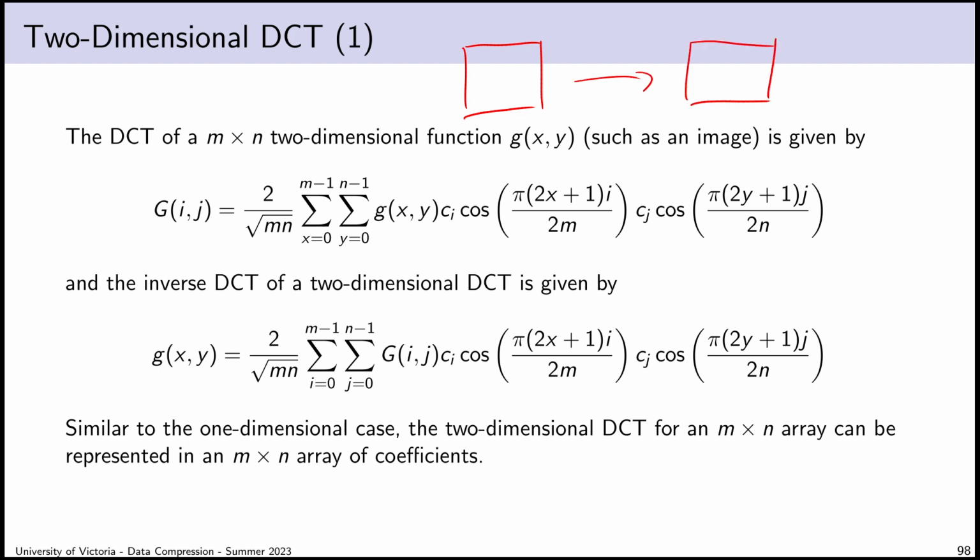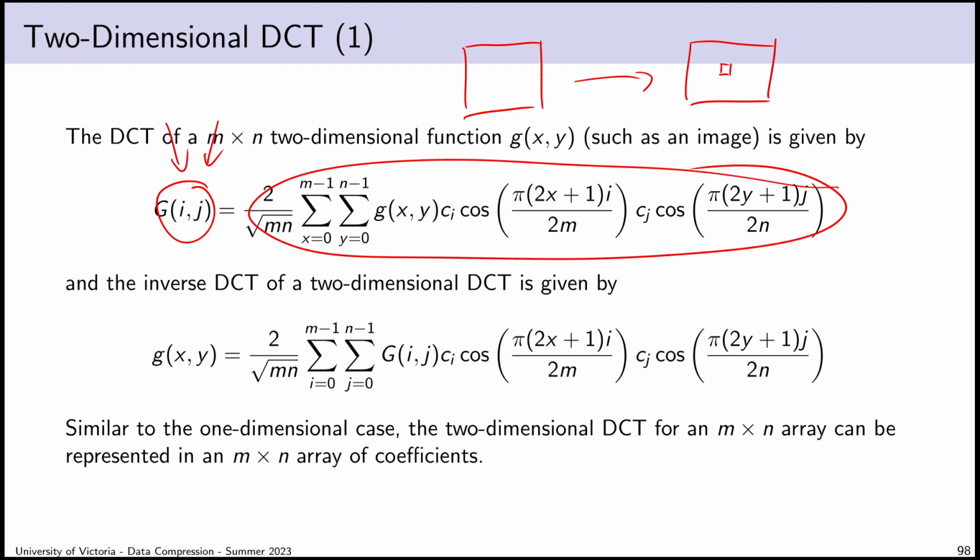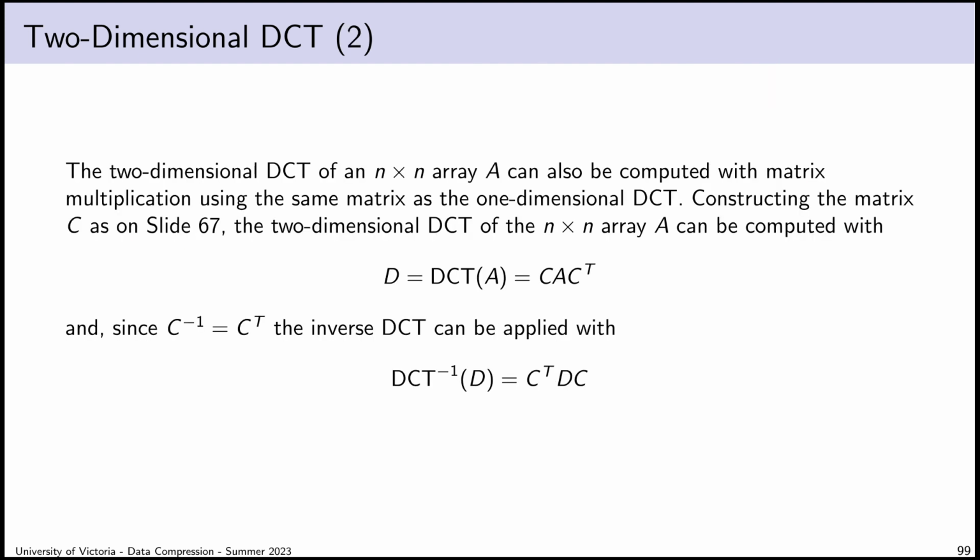2D array of coefficients. I can compute the 2D DCT, so the value of coefficient ij is the value of this function. So it's going to be a pretty nasty looking 2D loop over the image. I could compute it directly, or I could compute it with linear algebra as before. So what's neat about the 2D DCT is that it uses the same matrix that we used for the 1D DCT.